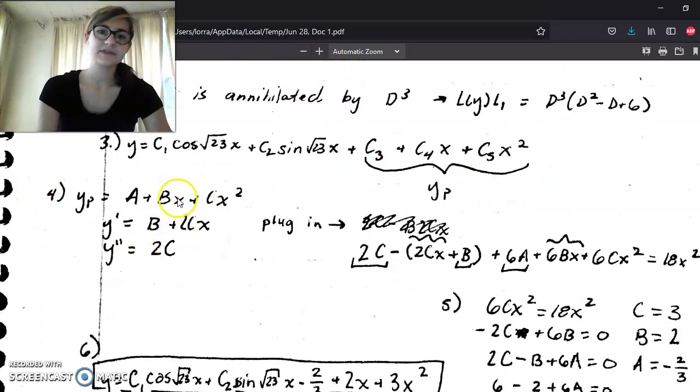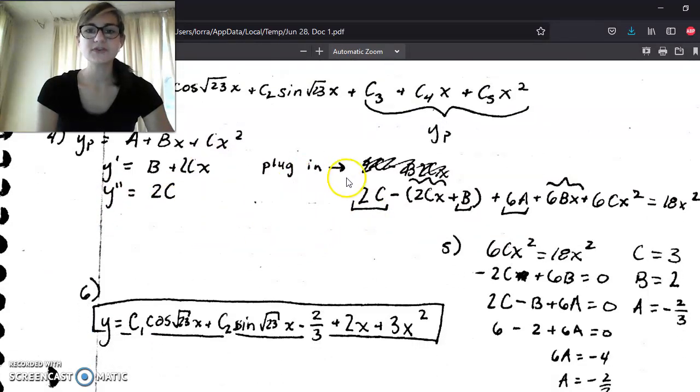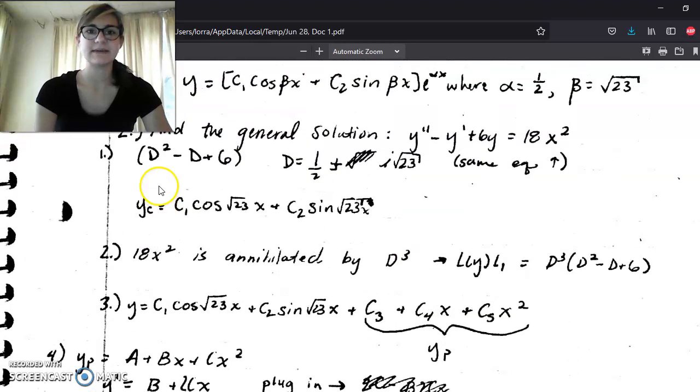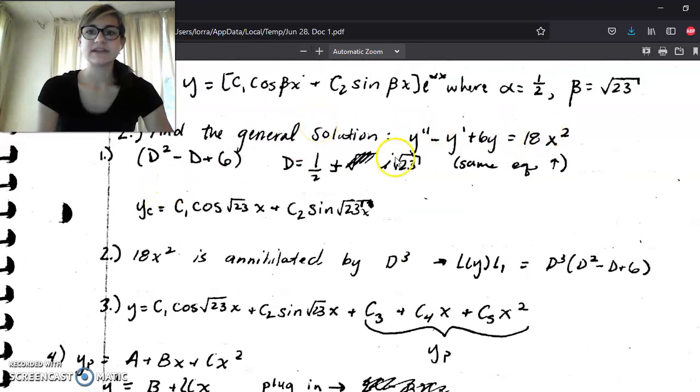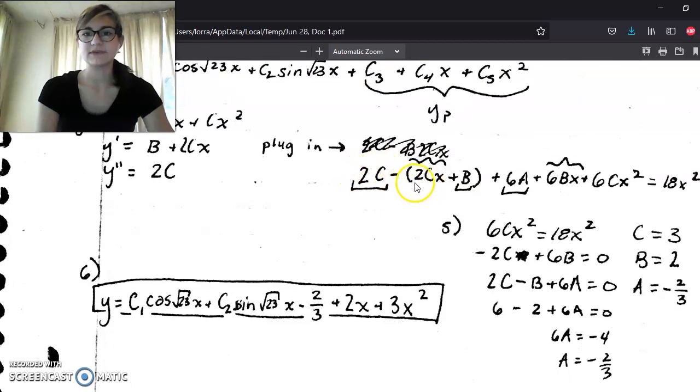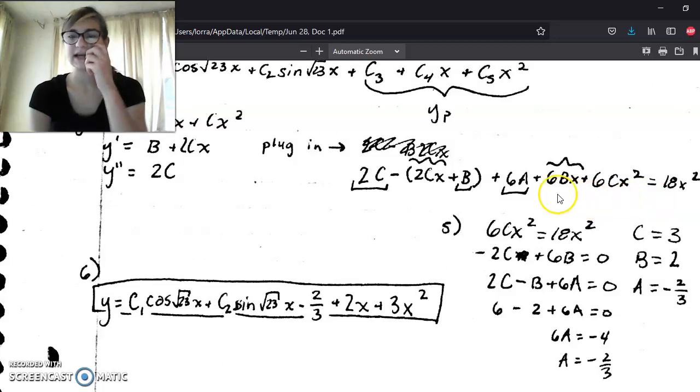And then the next step is to just set up your equations. I substituted a, b, and c for c3, c4, c5. So yp is equal to a plus bx plus cx squared. So y prime is equal to b plus 2cx. And then y double prime is equal to 2c. So you just plug that into this initial equation up here. So 2c minus the quantity of 2cx plus b plus 6a plus 6b plus cx squared is equal to 18x squared.